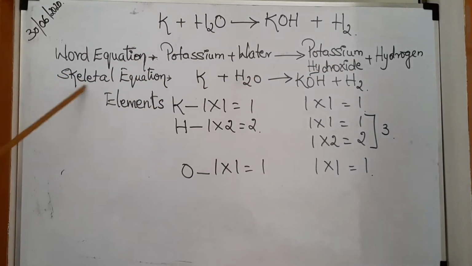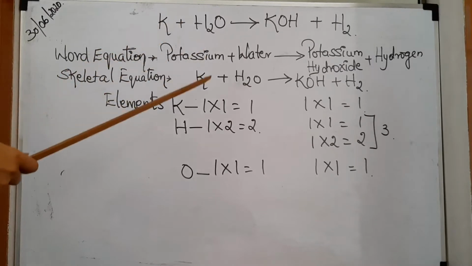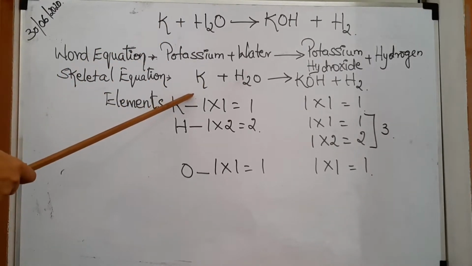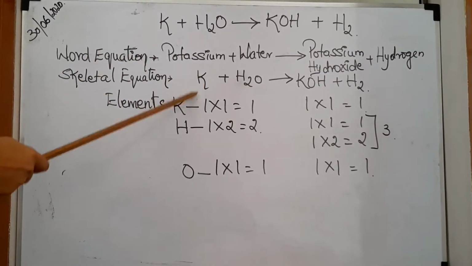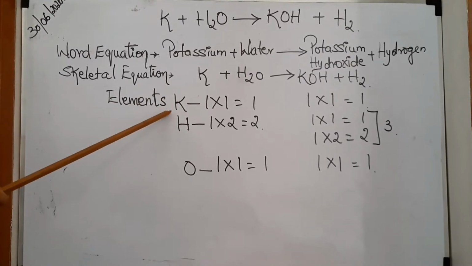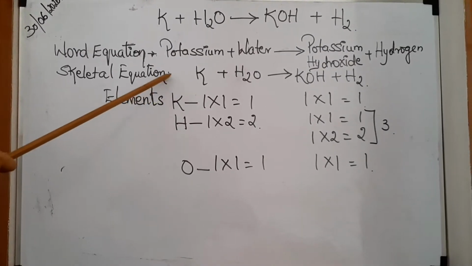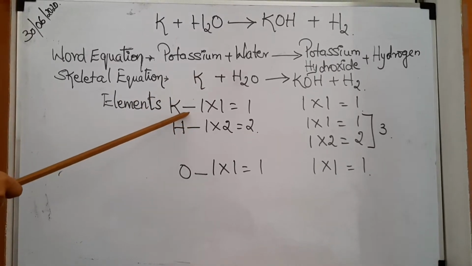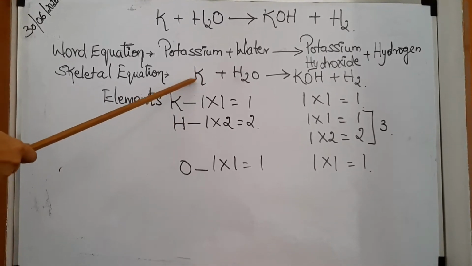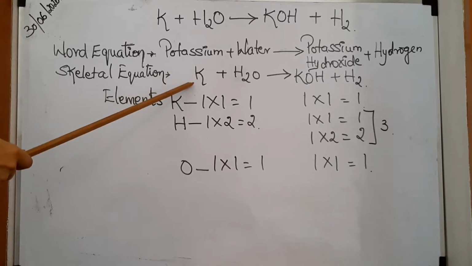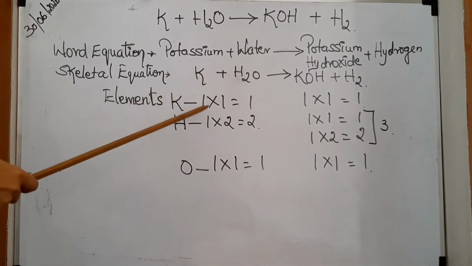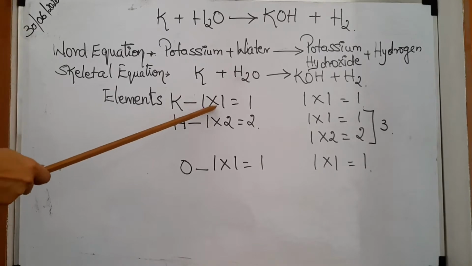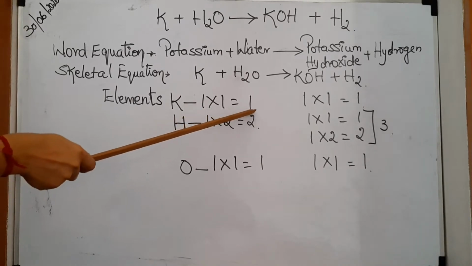Now, what is the skeletal equation? It is just the question that is given to you: K plus H2O gives KOH plus H2. Now, list out the elements and write down the numbers regarding them. K, how much is it? We assume there is 1 here and 1 here. Then we write 1 into 1 is equal to 1.